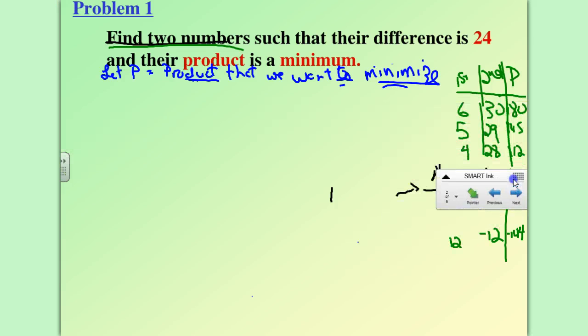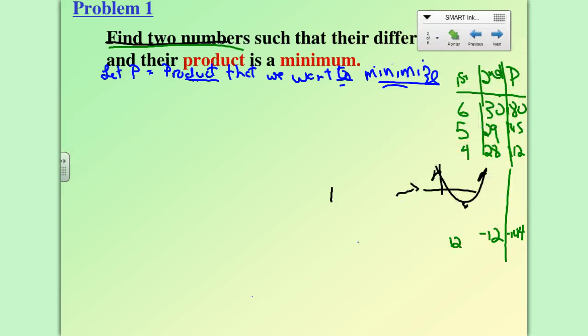So that's trial and error. I'm guessing that my answer is going to be 12 and minus 12, and it has the smallest product of negative 144. But let's see how it works with math, right? So let's come up with an equation. P is the product I want to minimize.